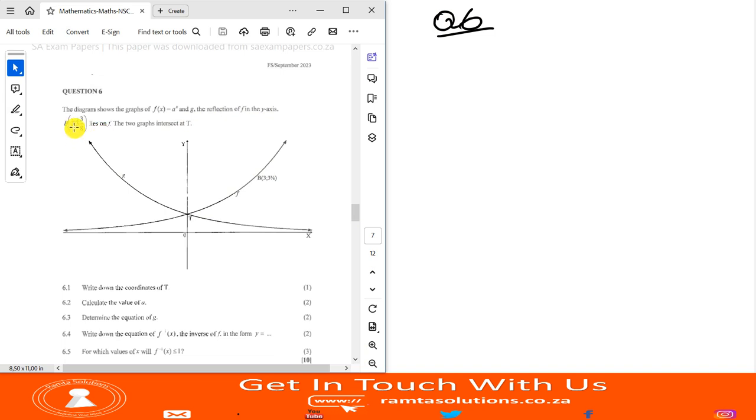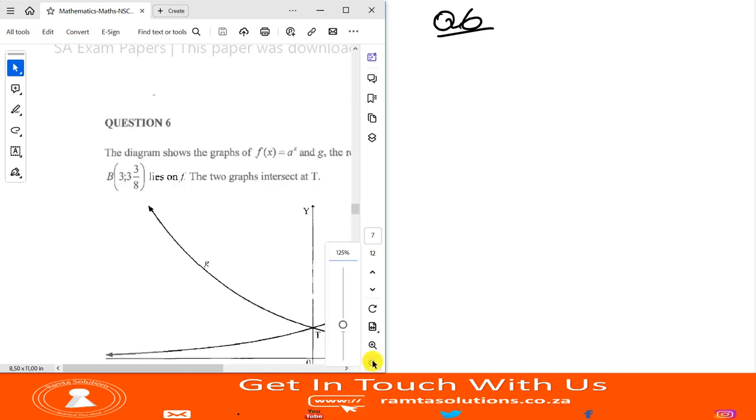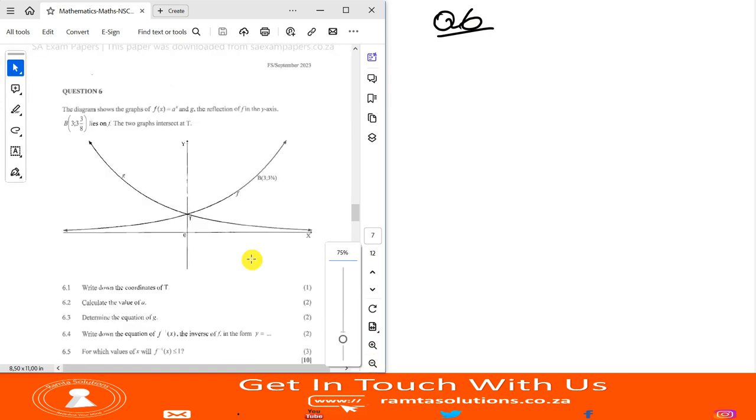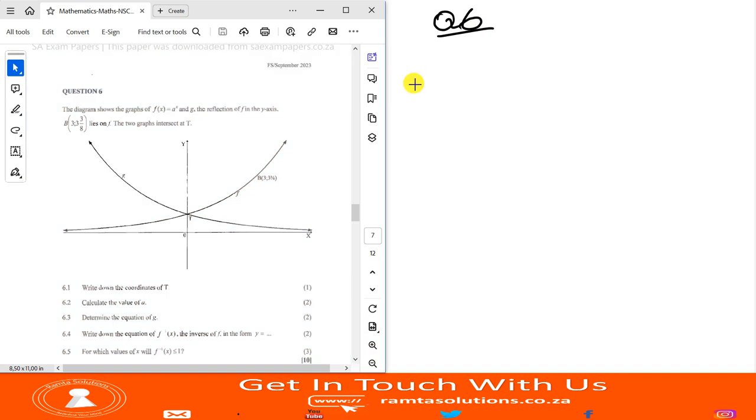So B has coordinates 3 and 3/8. They say this B lies on f. The two graphs intersect at T. Already you should know what point T is. For as long as they say this is a to the x, where there's x, you put 0. Now what happens when you put 0? Obviously f of x will become 1. So you don't even have to waste your time.